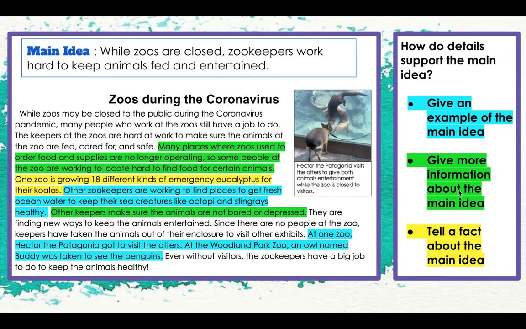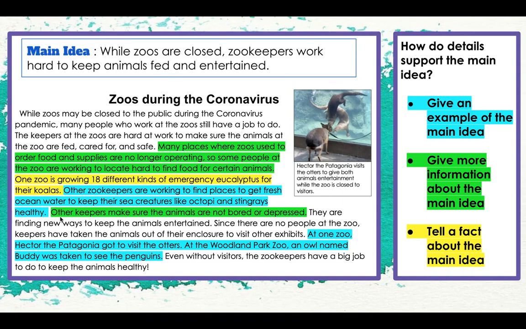Now let's look at the green one. The author also uses details that give more information about the main idea, so they explain it a little more. So our main idea is that zookeepers are working hard to keep animals fed and entertained while the zoos are closed. So let's read this. Many places where zoos used to order food and supplies are no longer operating. So some people at the zoo are working to locate hard to find food for certain animals. So they're not telling me specifically what, for example, they have to grow eucalyptus for the koalas, but they're telling me more information about the hard work that they're doing to keep the animals fed, and they're telling me more information about why that's harder now than it was before.